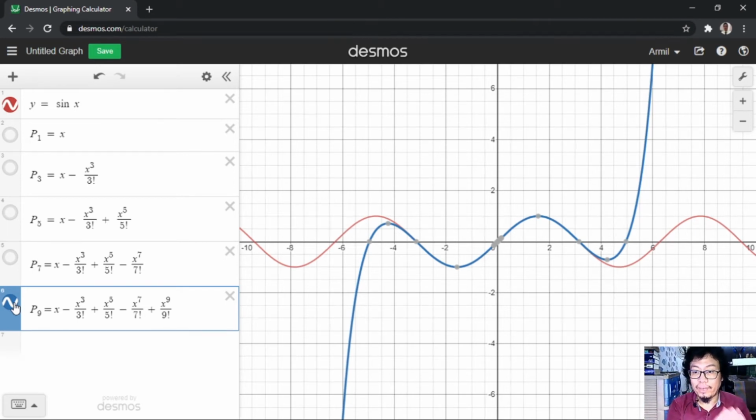You can actually find partial sums of your Maclaurin series, and then try to plot them and see if these partial sums eventually converge to your function.